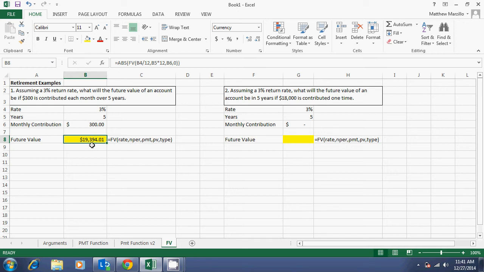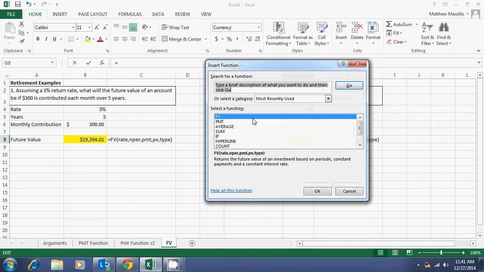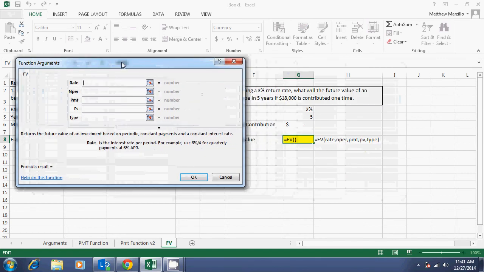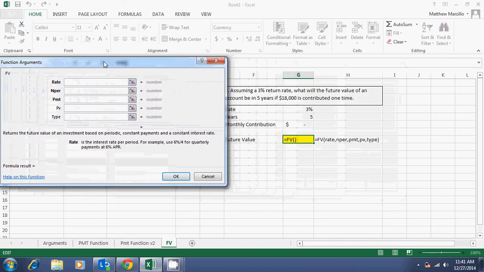That's great. But let's take a look. Let's say we have $18,000 just sitting around that we want to put in an account rather than paying it in monthly. Let's take a look at how the interest will accumulate on that account as opposed to paying it monthly. So again, let's highlight cell G8. Head up to the function, insert function here. Highlight FV, click OK. And this time we don't really need to make it monthly, right? We're not making any payments.